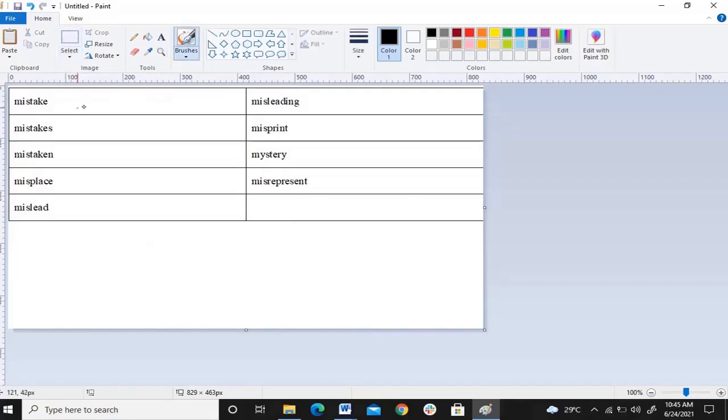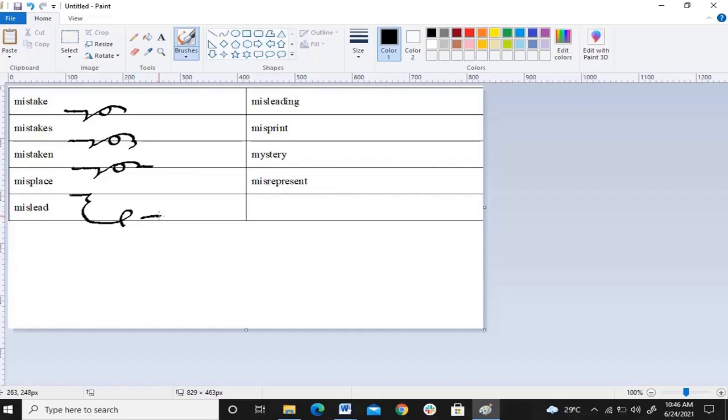So, we have mistake, M, S, T, A, K, mistake. Next, we have mistakes. So, we have M, S, T, A, K, S, mistakes. Mistaken. So, we have miss, and then take, can, N. Next, misplace. So, we have miss, and then, oops, baliktad. Miss, and then place.